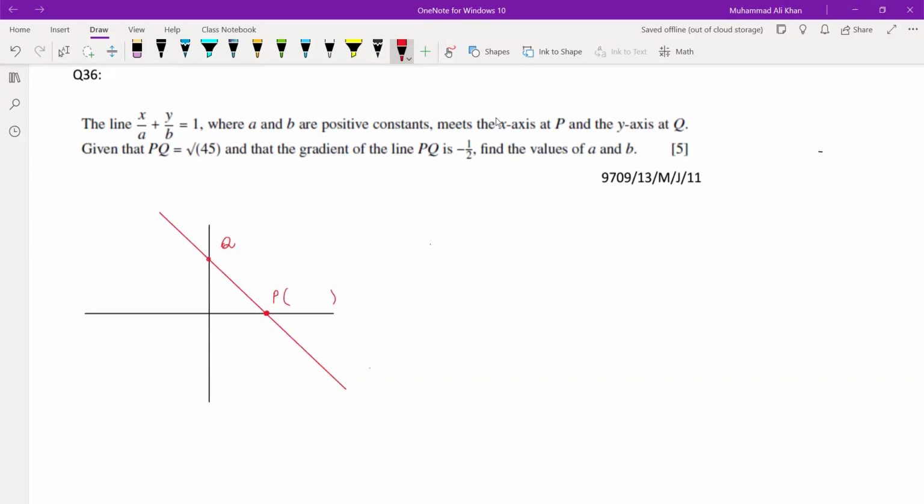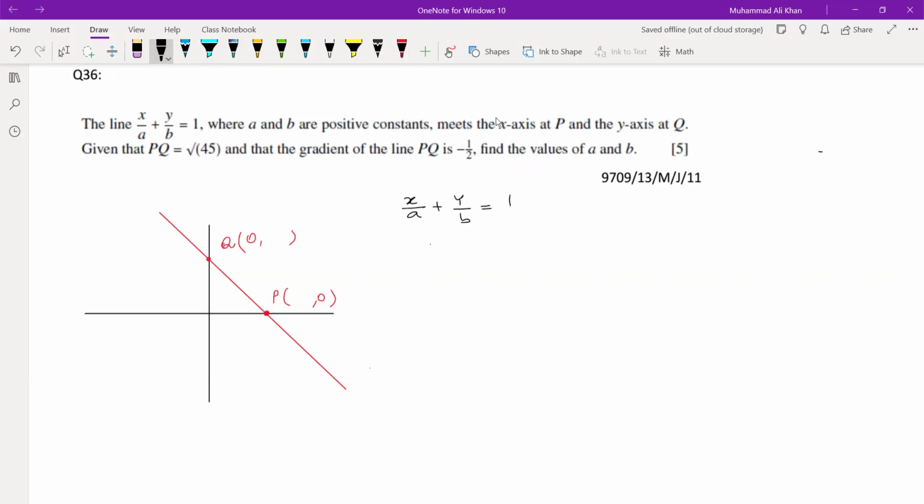At P, what are the coordinates? y is 0 and x is something. At Q, what are the coordinates? x is 0 and y is something. Yes or no? Yes. Now, how can we calculate the coordinates of P and Q completely? In the equation of the line, I have told you repeatedly that when we get a point on a line, we can replace x and y in the line's equation by the coordinates of the point, right? So here, the first coordinate is, let's say, x, 0, so I am replacing in the line x over a plus y over b equals 1.